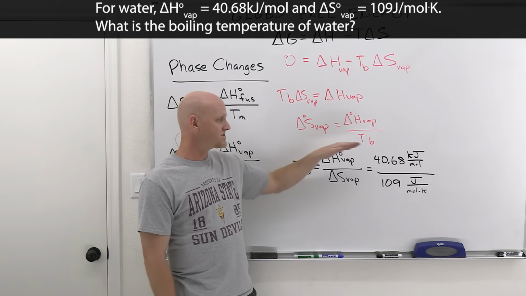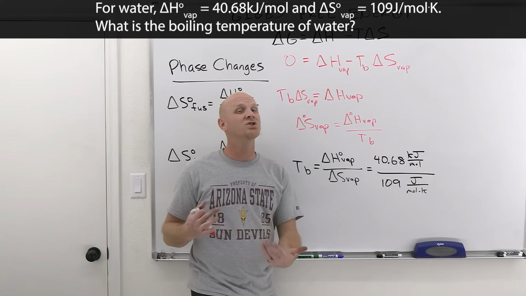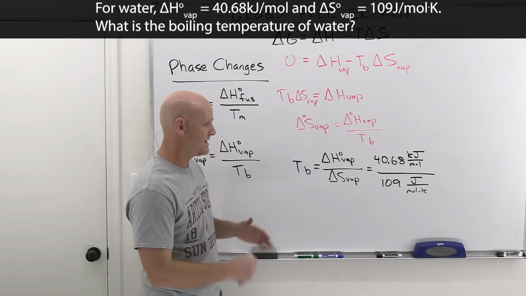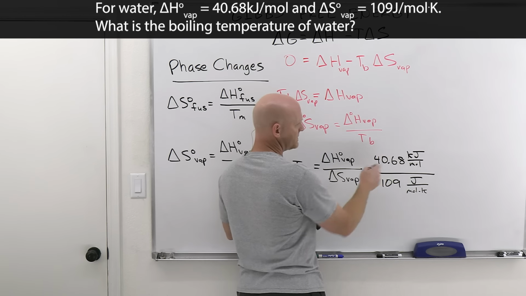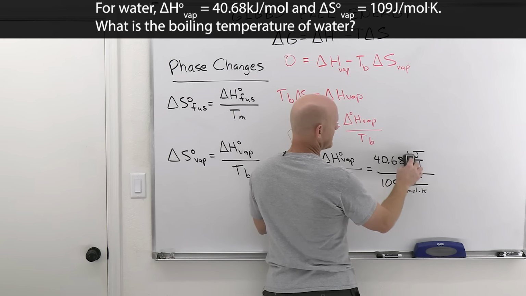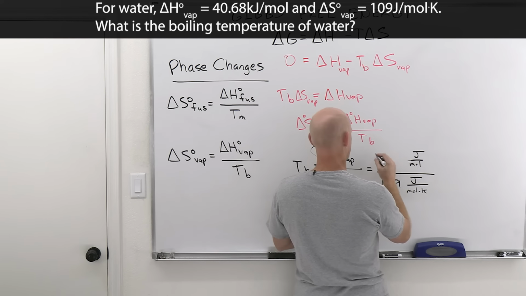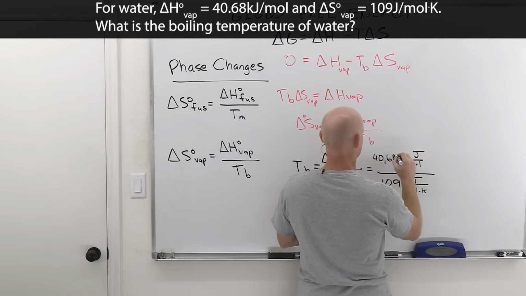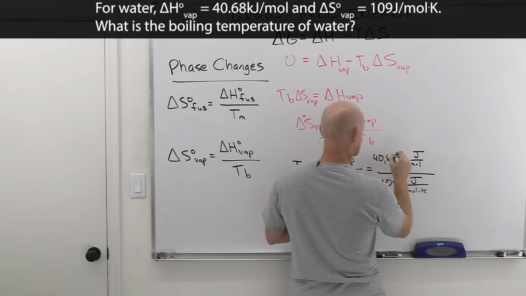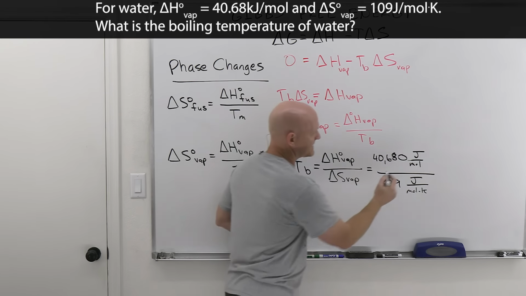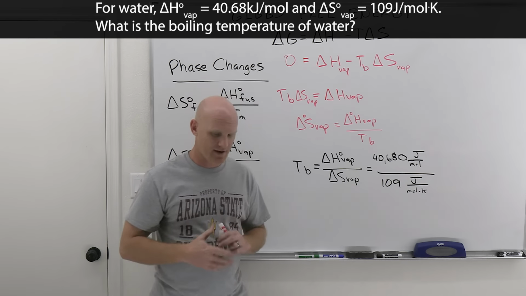But it does mean that when you're doing calculations, you need to check your units. Put everything in kilojoules or everything in joules. It's your choice. It'll work out the same either way, but you need to do it. So we need to change some things here. Personally, I like changing kilojoules to joules. Instead of 40.68, we're going to have 40,680. And now that's in joules rather than kilojoules. Now we're ready to do a little bit of math. Let me grab my calculator.